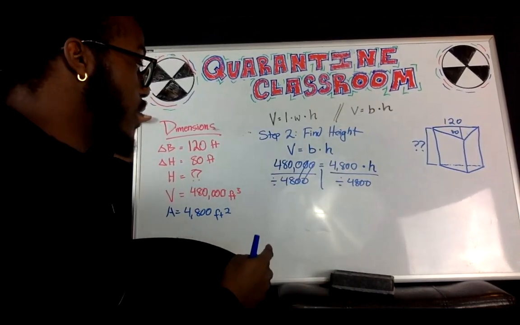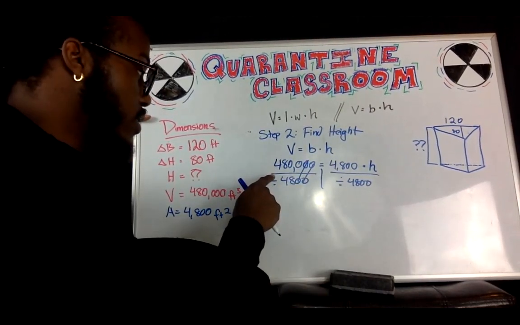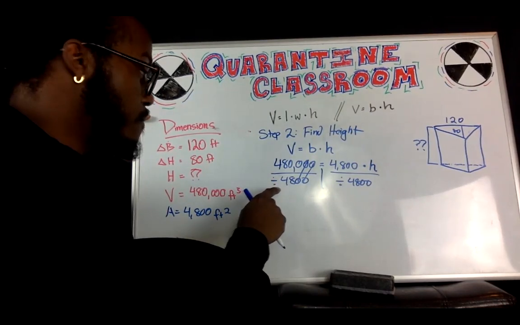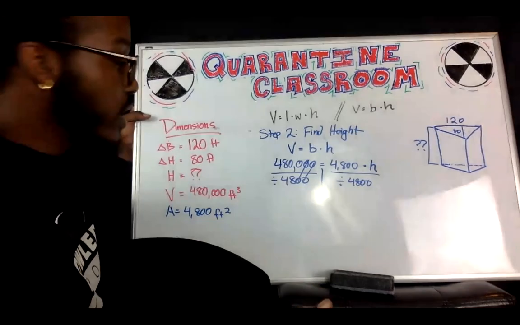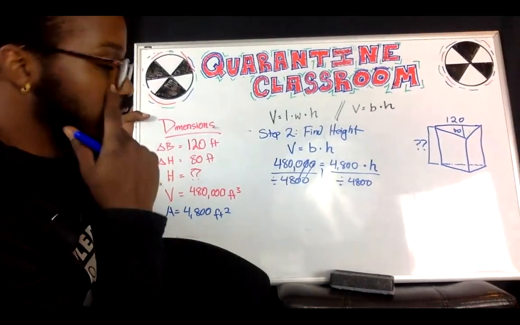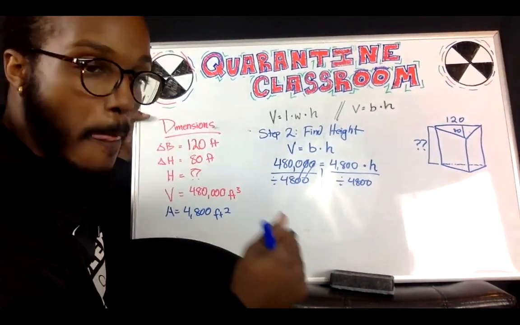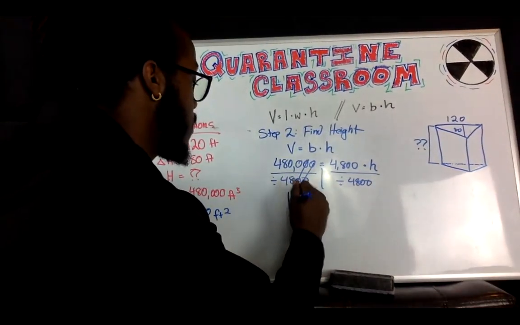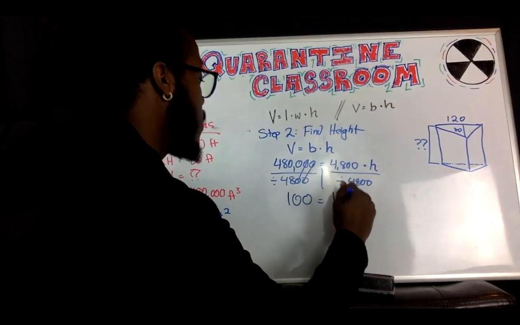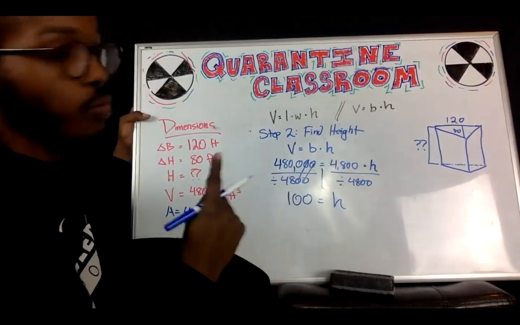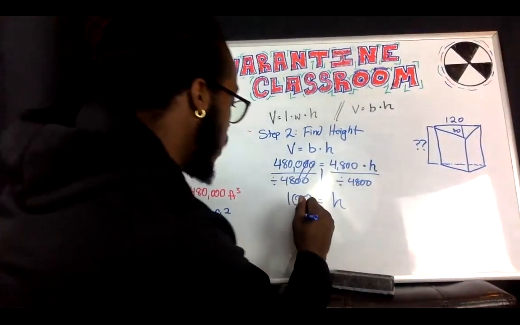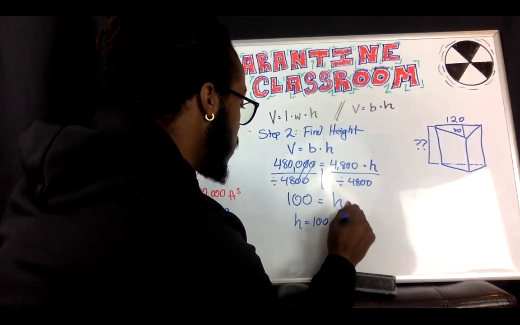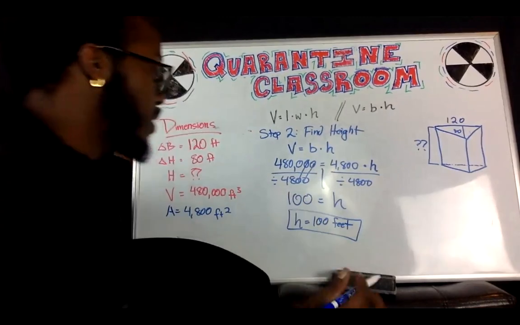And then 48 goes into 4,800 100 times. Hey Siri, what is 480,000 divided by 4,800? 480,000 divided by 4,800 is 100. That means that our tank is 100 feet tall. It has a height of 100 feet, which is technically the answer to the question.